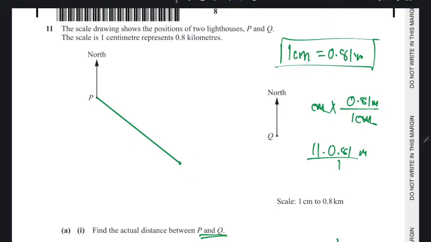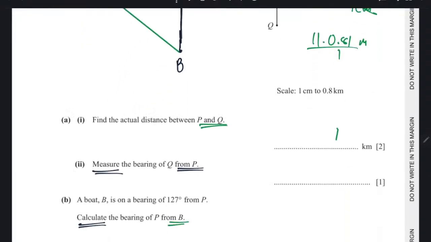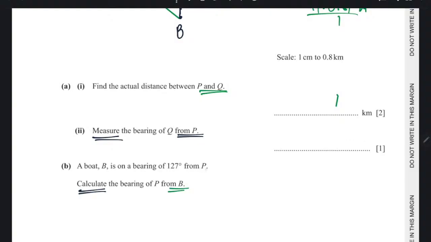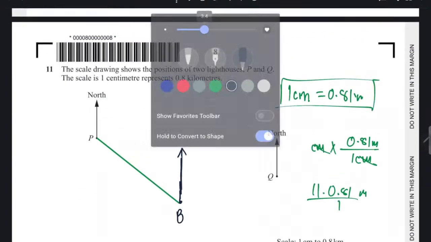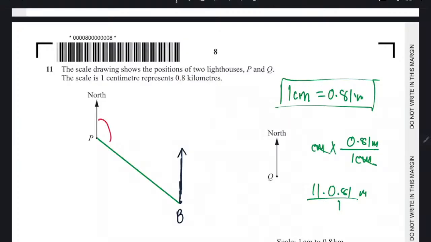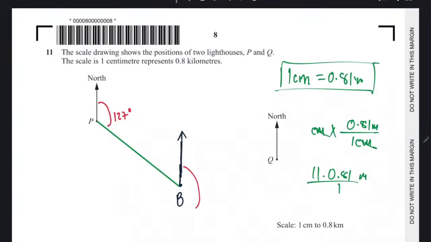So here we now calculate. They've told us something. So you do this. Always have the line which points at the north. Now they said a boat is on a bearing of 127 from P. So from P is 127. Here to B, this is 127. You start at north wherever they say from. So here they said from P, so we start on the north at P. We know that they want this one. So this is how easy it is.